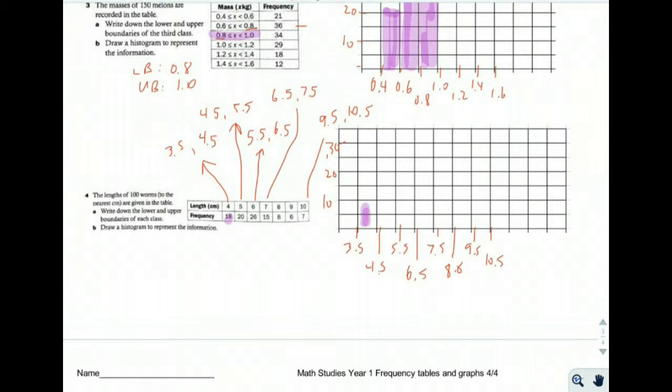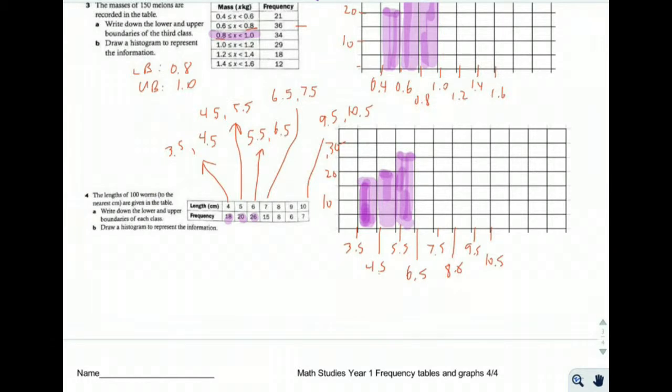So let's see, from 3.5 to 4.5, or the length 4, we're going to go up to 18. 18 would be slightly less than 20 there. Okay, and from 4.5 to 5.5, which is the value 5, we're going to go up to exactly 20. And from 5.5 to 6.5, we're going to go up to 26, which is slightly above 25 there. Okay, so you get the idea. You just continue on like that with your graph.